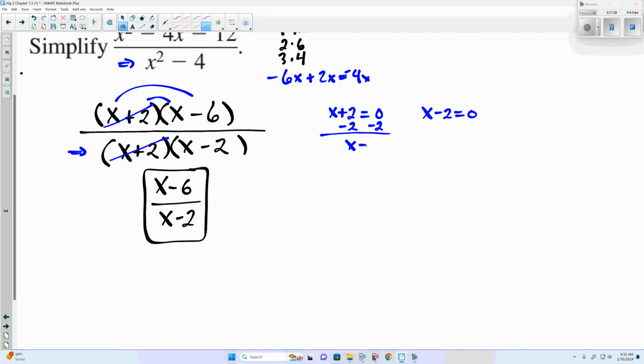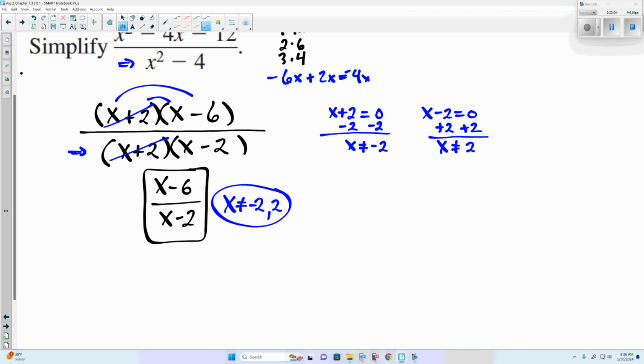So here I can subtract 2. X cannot be negative 2 or positive 2. So our restrictions for this here, x cannot be negative 2 or 2. And we can put a comma between them, and that tells us our restrictions. Questions on this here? So for this expression here, x minus 6 over x minus 2, x can be any number except for negative 2 or positive 2.